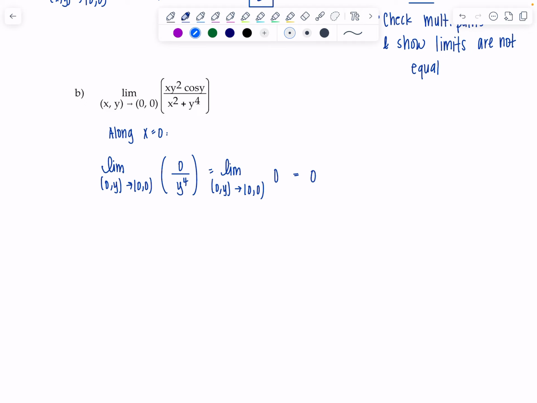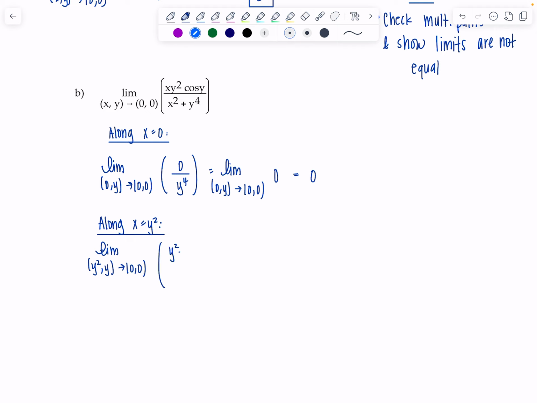Okay, so now my goal is, can I get a limit that's not equal to 0 if I take some other path? And kind of a hint that I have is, see how we have y to the 4th? I'd love it if this was y to the 4th. So I'm going to go along the path x equals y squared. Okay, so here we go. Let's look at the limit as (y squared, y) approaches (0, 0). And then I'm going to replace all the x's with y squared.